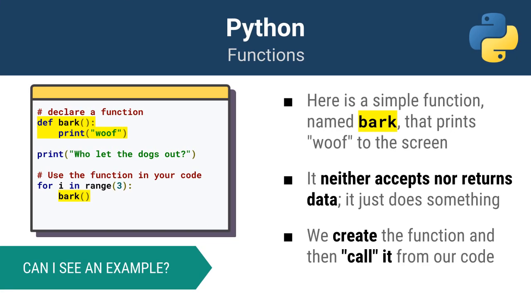Time to write a simple function. We are going to write a function named bark. Bark will be a simple function that simply prints woof to the screen using Python's built-in print function. Notice in the code that we create the function and then we call it later on. In this example, we call it from a loop 3 times.